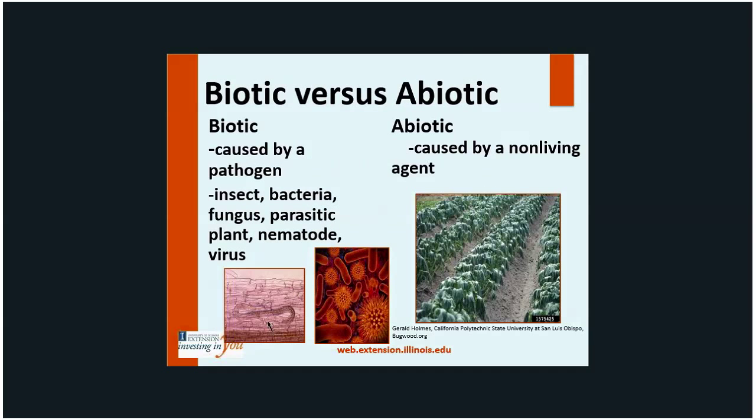So we're going to talk today about abiotic causes of problems, but let's do a little definition here to start with. So what is biotic versus abiotic? Well, biotic means that it's a problem or a disease that's caused by a pathogen. So here we're talking about insects, bacteria, fungi, nematodes, viruses. We're going to focus on abiotic causes of disease today, and this is something that's caused by a non-living agent. And you can see in my picture here on the right, that's obviously abiotic, and it's certainly drought.